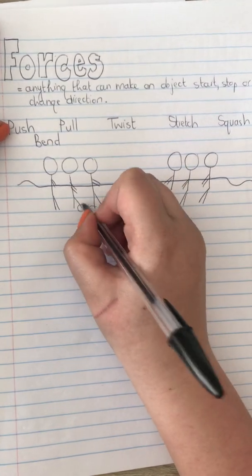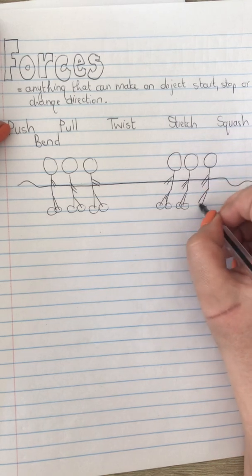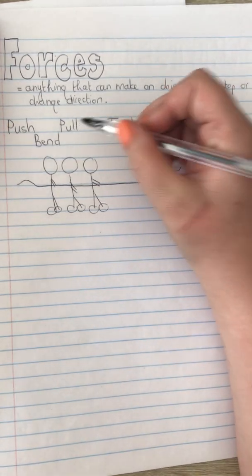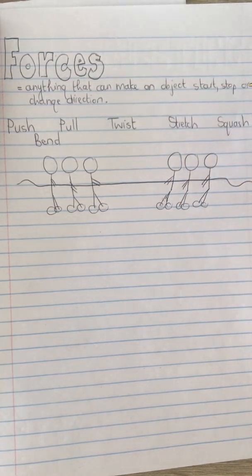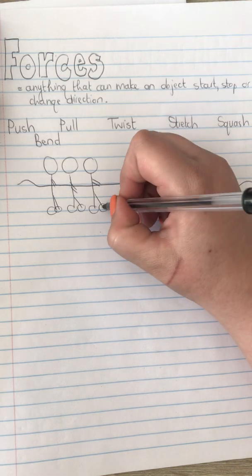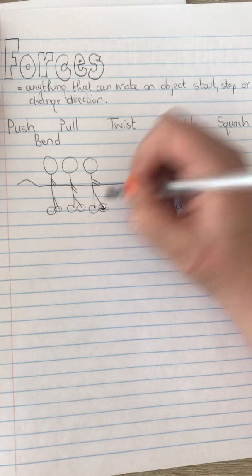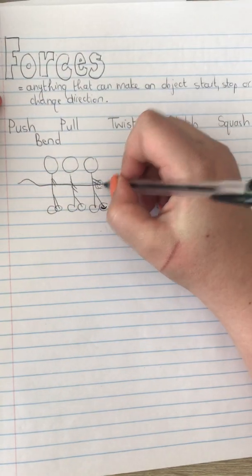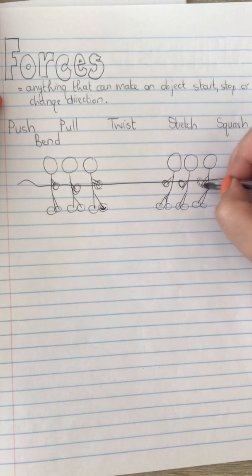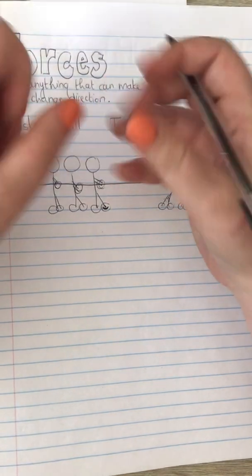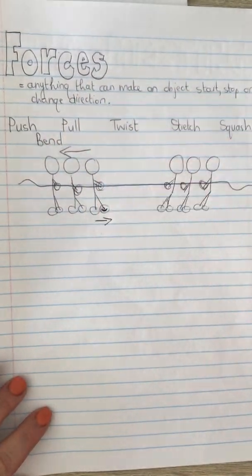Let's first think about their feet. What are they doing with their feet? Are they pushing away on the ground? Are they pulling their feet? Are they twisting their feet, stretching their feet, squashing their feet, or bending their feet? They are pushing. They push into the ground with lots of strength in order to ground so that this action can be more successful. So what are they doing with their hands? They are pulling. So this goes this way and this goes this way.